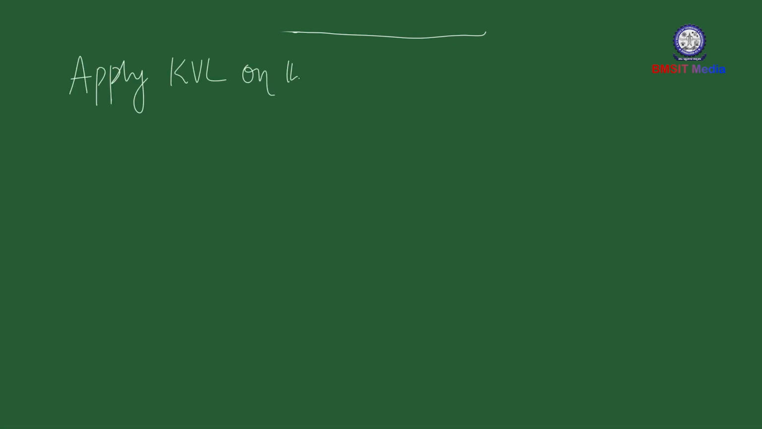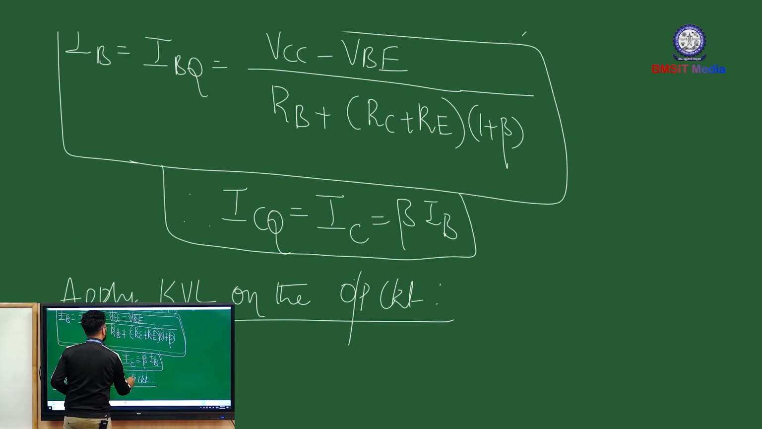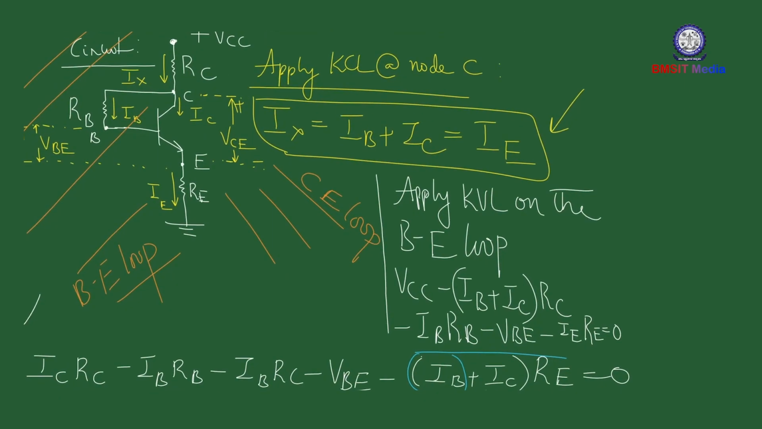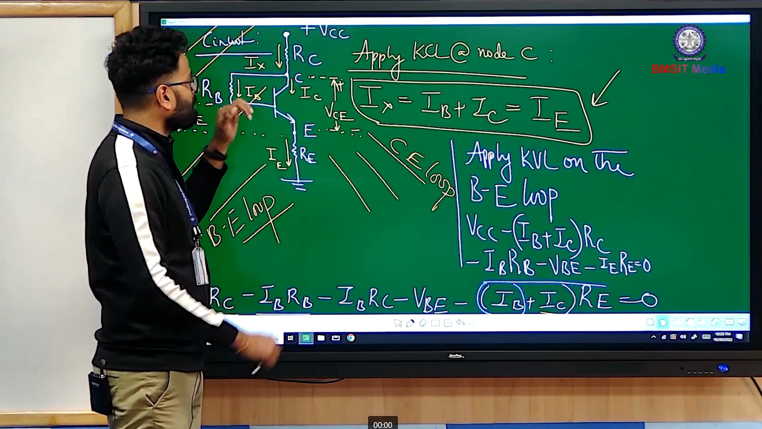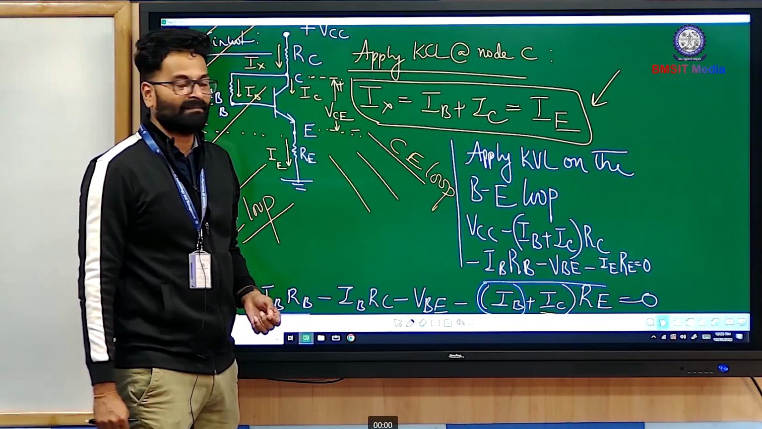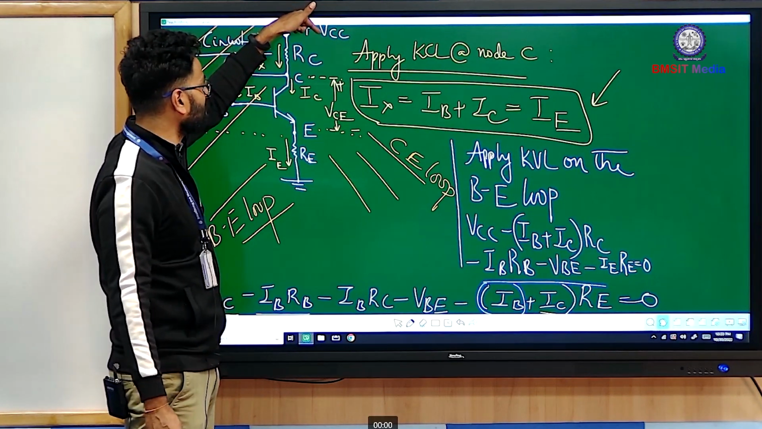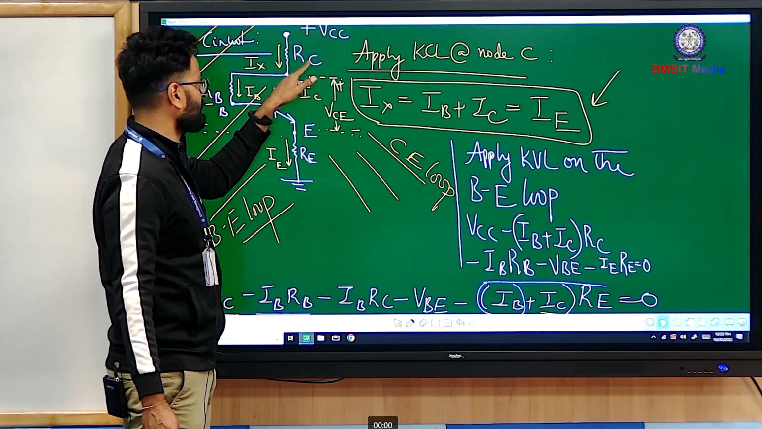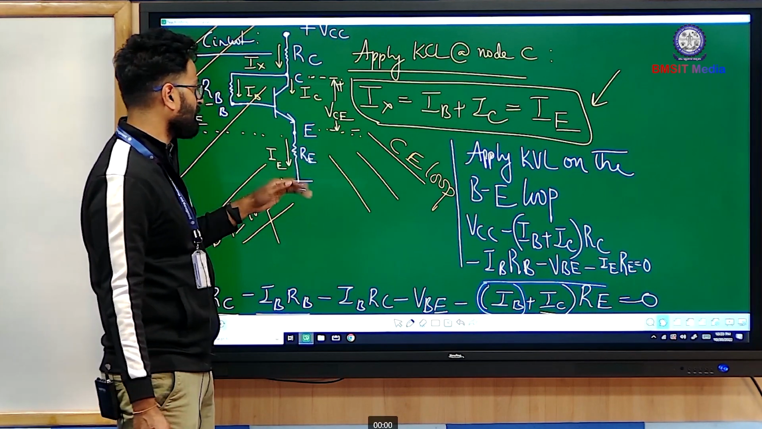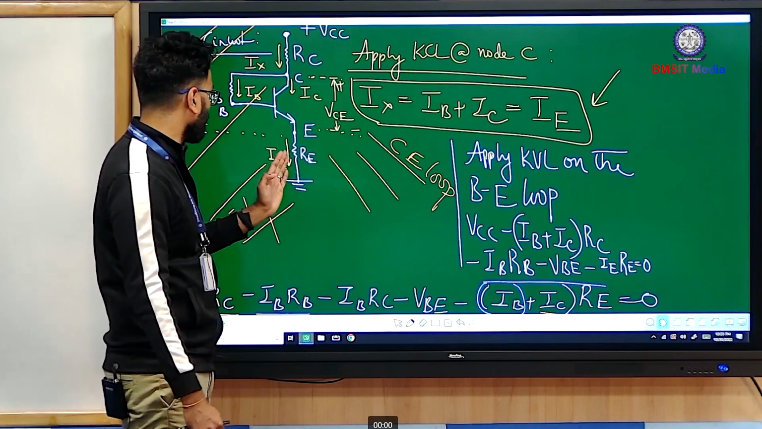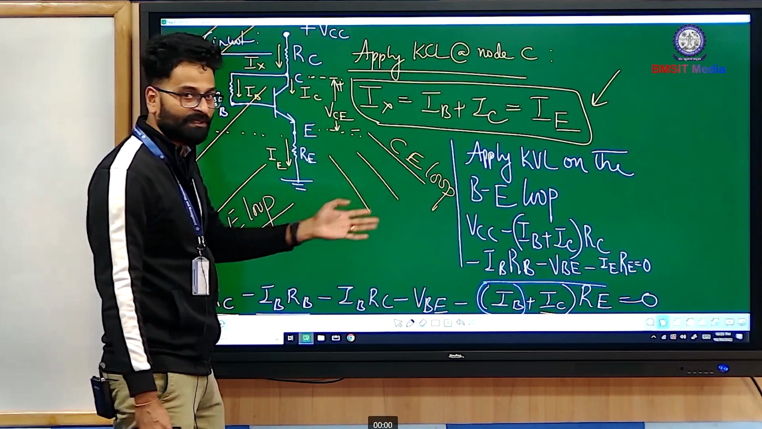Alright, so let's apply KVL on the output circuit. So before that, let us revisit the output circuit once. So this is your output circuit. Output circuit is nothing but collector to emitter loop. So let's just look at the elements which are coming in collector emitter loop. So you have power supply voltage VCC, then drop across resistor RC, followed by VCE, and followed by emitter resistor RE. So this emitter resistor RE is common for the input circuit as well as for the output circuit.